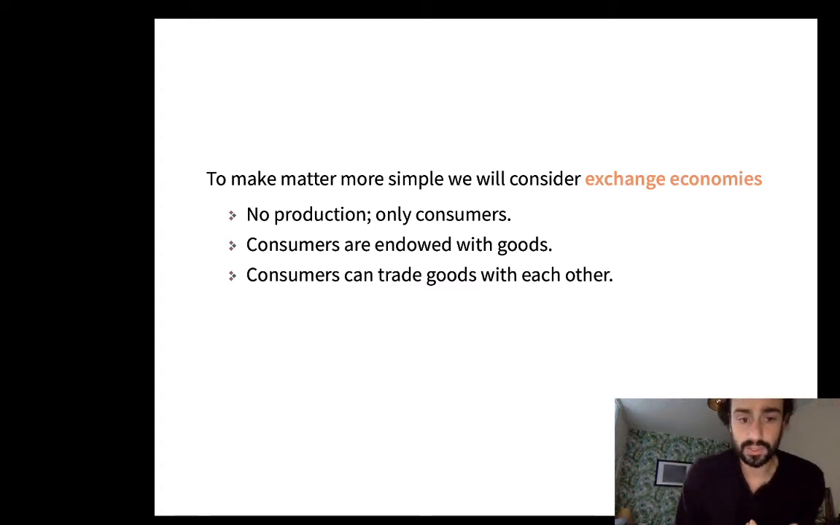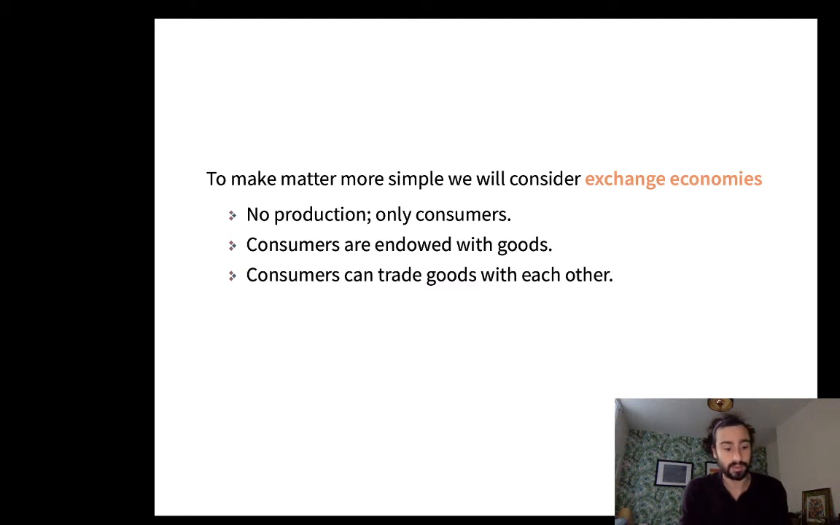And so each consumer is endowed with some amount of bell peppers and some amount of black peppercorns, and so their endowment, the amount that they start with, is just a position in that consumption space. So it's just a point in R2. So they have a bundle of endowment, right?